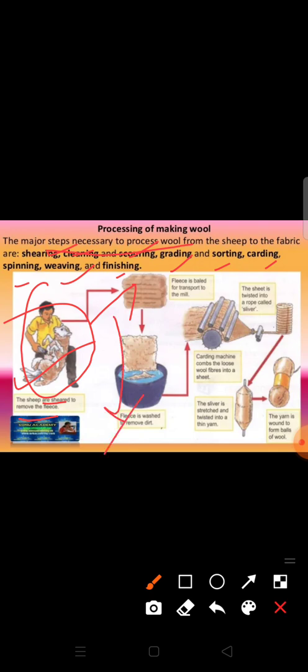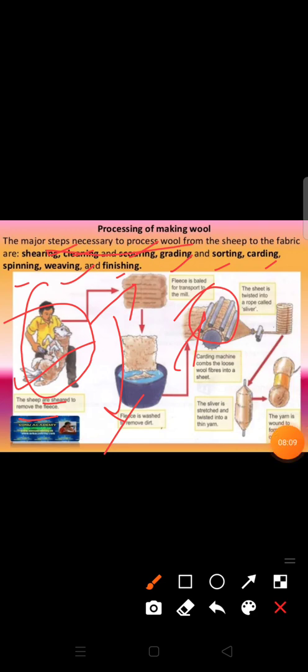And after cleaning, the next step is carding. So what happens in carding? In carding, the carding machine combs the loose wool fibers and forms a sheet. So in this process the loose fibers convert into a sheet, with the help of the carding machine.